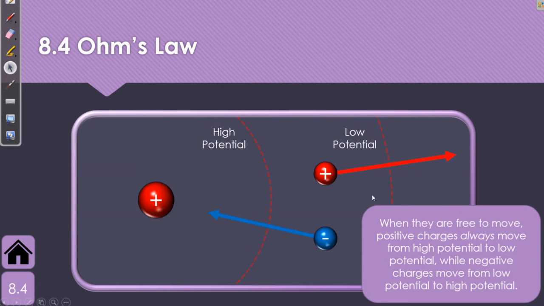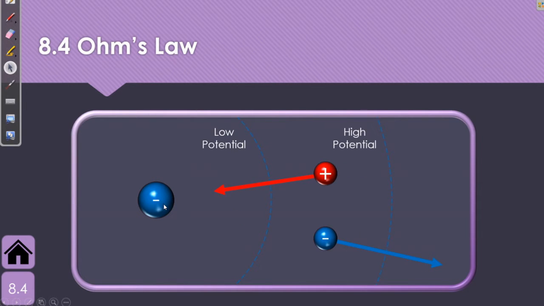Okay, also recall that around the positive charge, the potential is highest when you are close to the charge, and it gets lower as you move further away from the charge. And positive charges always have a tendency, if they're free to move, to move from high potential to low potential. Negative charges, on the other hand, tend to move from low potential to high potential.